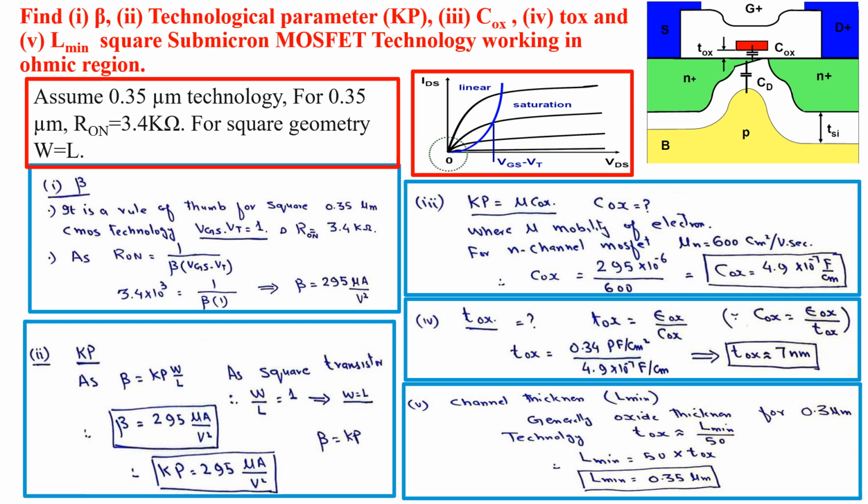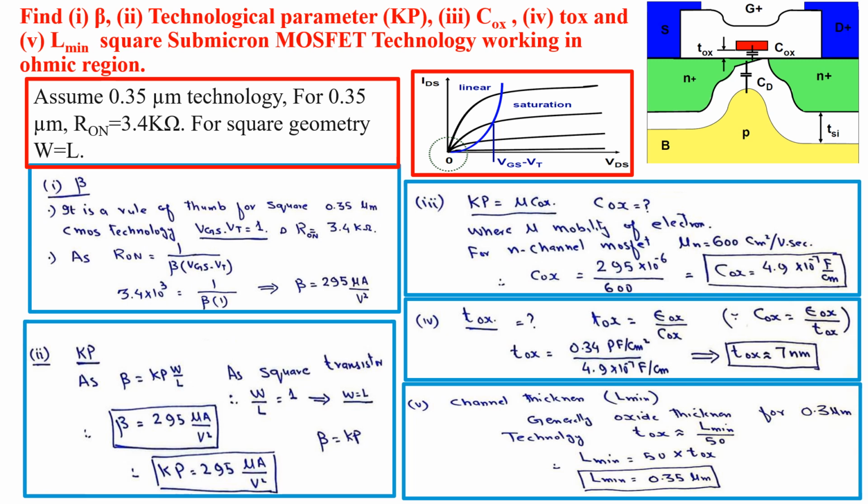So we will determine C oxide, which is simply Kp over mu. Kp is equal to 295 into 10 power minus 6, and mu is equal to 600, which is the mobility. So C oxide is equal to 4.9 into 10 power minus 7 farad per centimeter square.